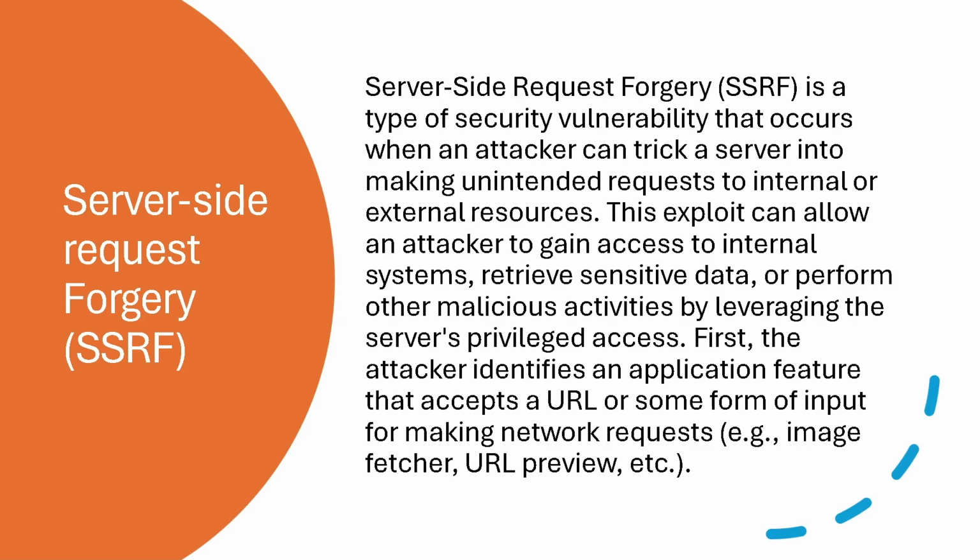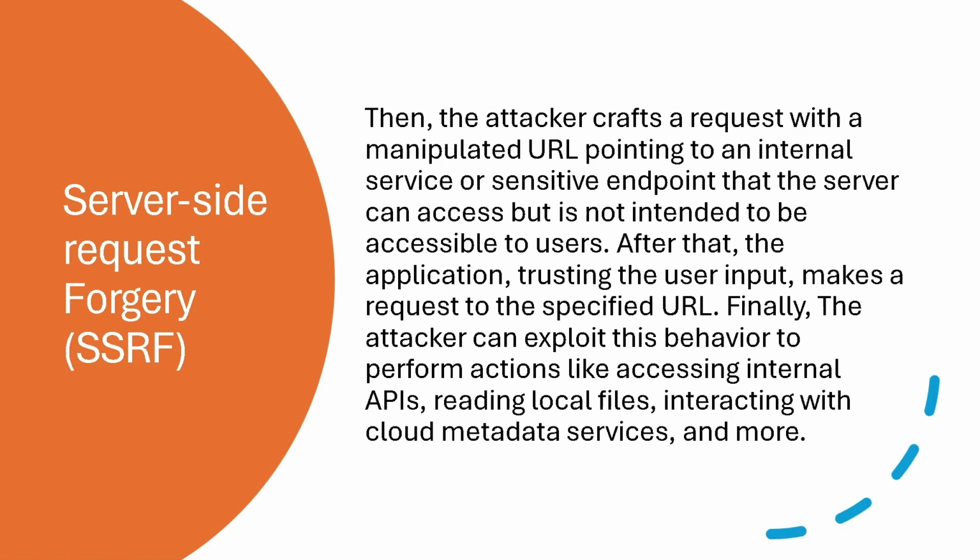First, the attacker identifies an application feature that accepts a URL or some sort of input for making network requests, such as an image fetcher, URL preview, etc. Then, the attacker crafts a request with a manipulated URL pointing to an internal service or sensitive endpoint that the server can access but is not intended to be accessible to users. After that, the application, trusting the user input, makes a request to the specified URL. Finally, the attacker can exploit this behavior to perform attacks such as accessing internal APIs, reading local files, interacting with cloud metadata services, and more.